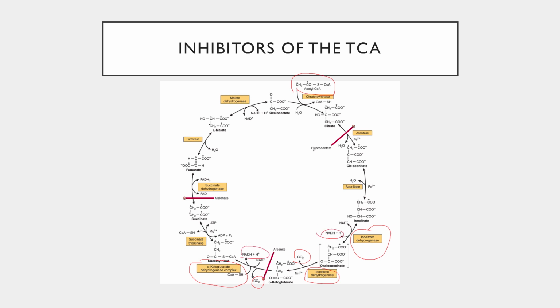Also of note are these biological inhibitors of the TCA cycle: fluoroacetate, which will inhibit the enzyme aconitase; arsenate, which will inhibit the alpha-ketoglutarate dehydrogenase complex; and malonate, which will inhibit succinate dehydrogenase. The other thing to remember here is that succinate dehydrogenase is also complex 2 in the electron transport chain.